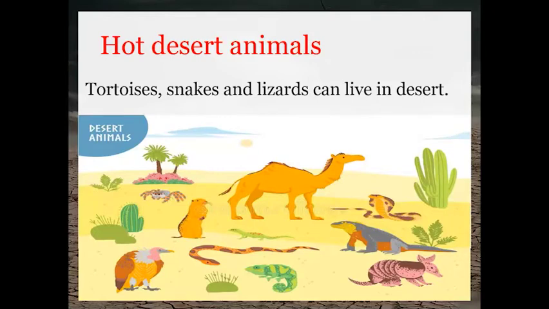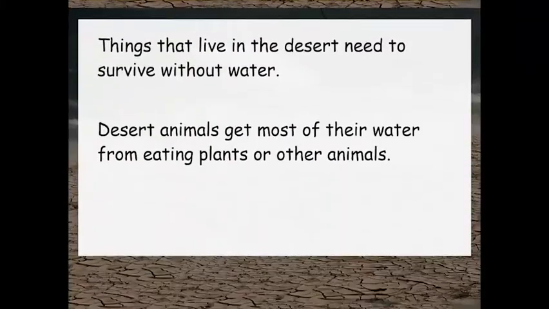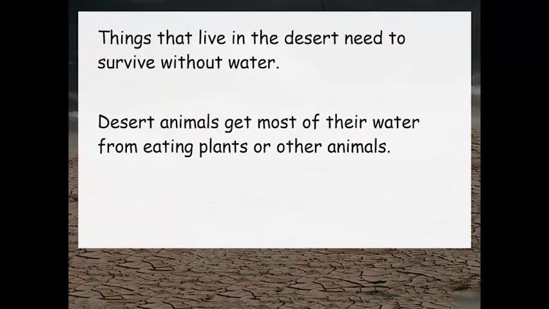Now let's talk about the animals that live in the hot desert. We have a lot of animals that live in the hot desert, but now I'm going to tell you some examples of the animals that live there. Tortoise, snake, and lizard. These animals can live there, but also we can see a lot more animals over there. Things that live in the desert need to survive without water, and by the word things, I mean the animals and the plants that live there.